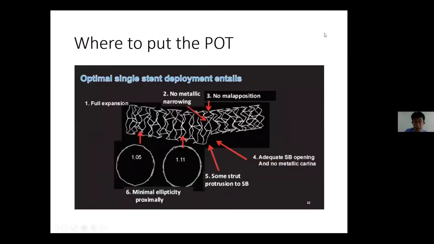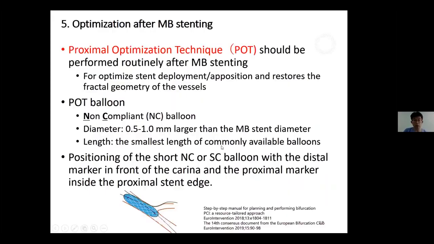It's very important. This is a micro MRI imaging. After the POT technique, usually the stent is overstretched, and it is easy to go to the far distal. So the proximal optimization technique should be performed routinely after main branch stenting. And a non-compliant balloon is recommended. The balloon diameter is 0.5 or 1.0 millimeter larger than the main branch stent diameter. Length is very important: the shortest length of a commonly available balloon, which means a 6 or 8 millimeter length non-compliant balloon is recommended.